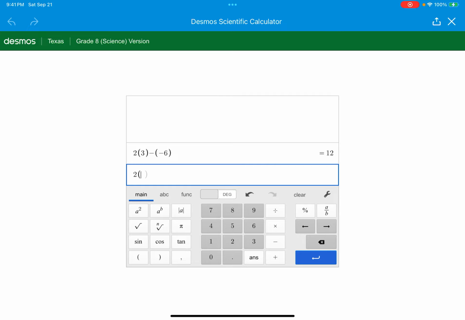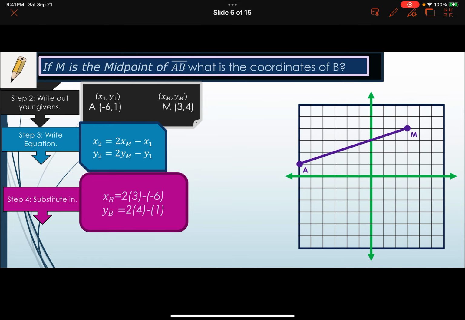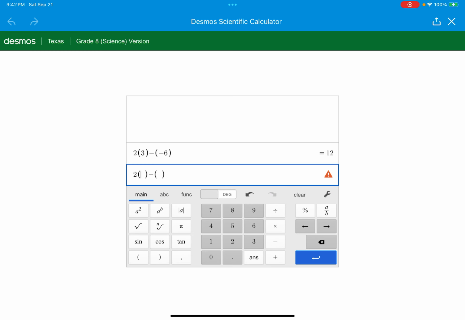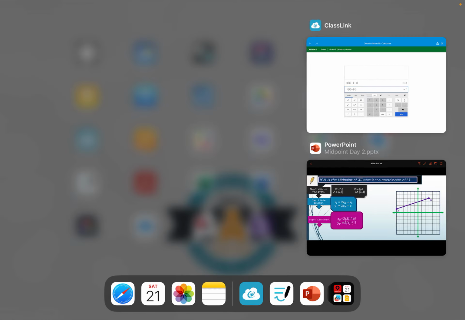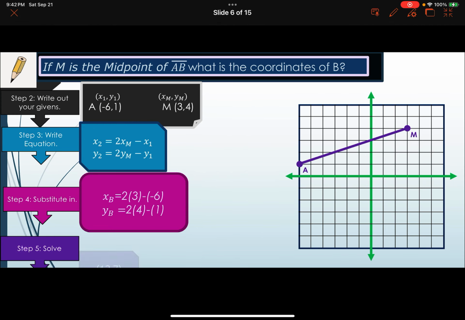Alright, so what about the y value? Well, if I look at the y's, the y of the midpoint was 4, and of the endpoint was 1. So 4, 1. That's going to give me 7. So that means my point B is at 12, 7. Which, if you look, is not on the graph.